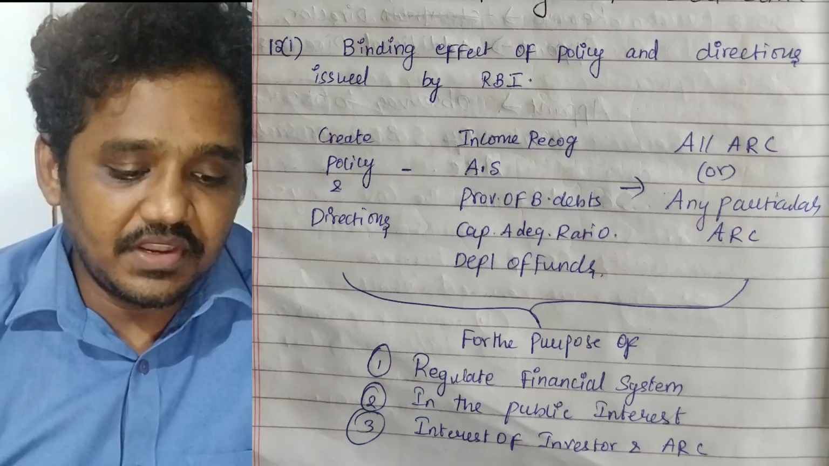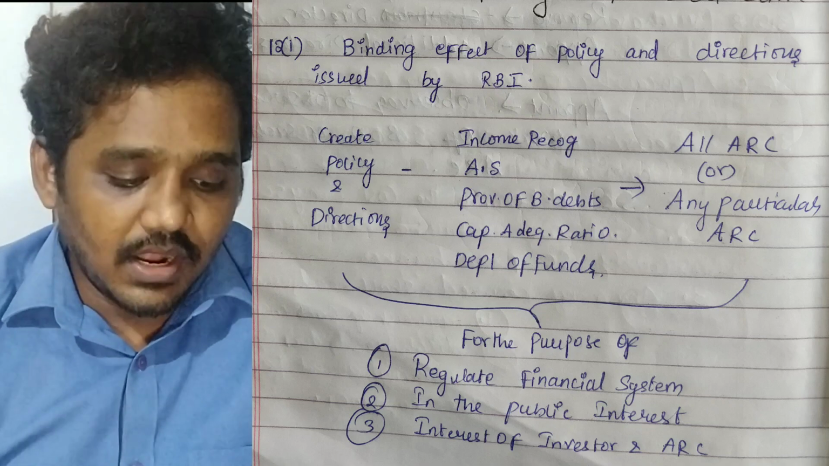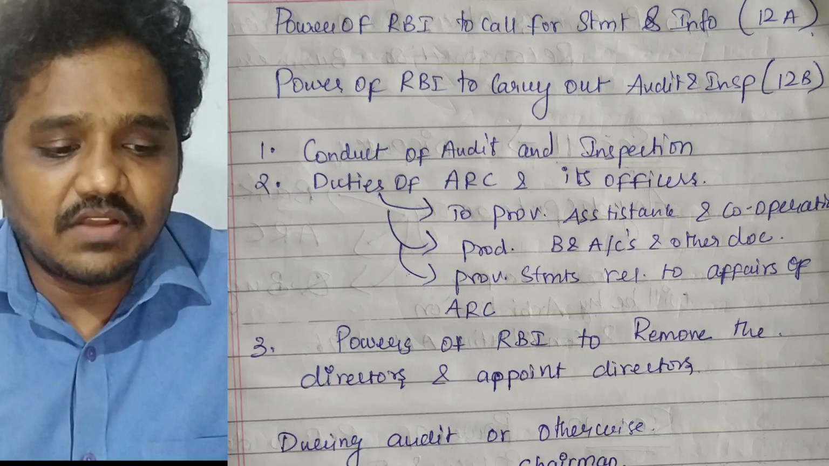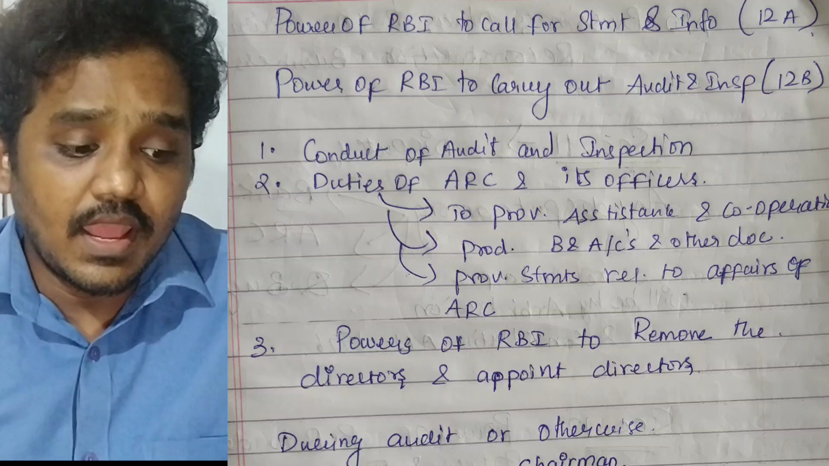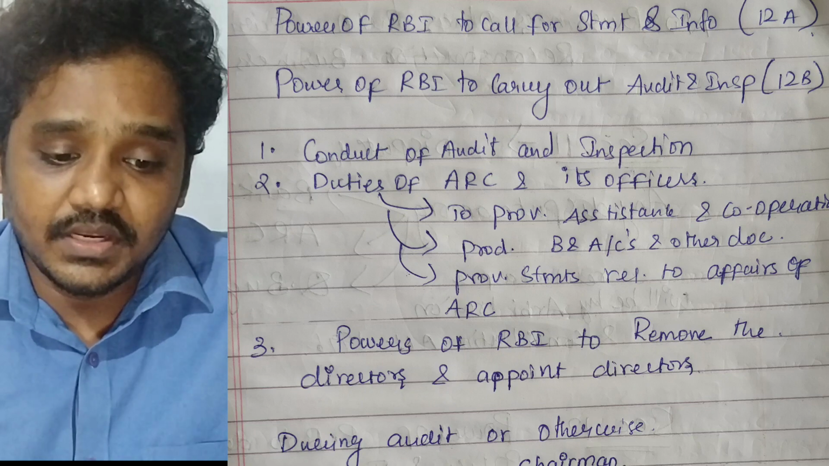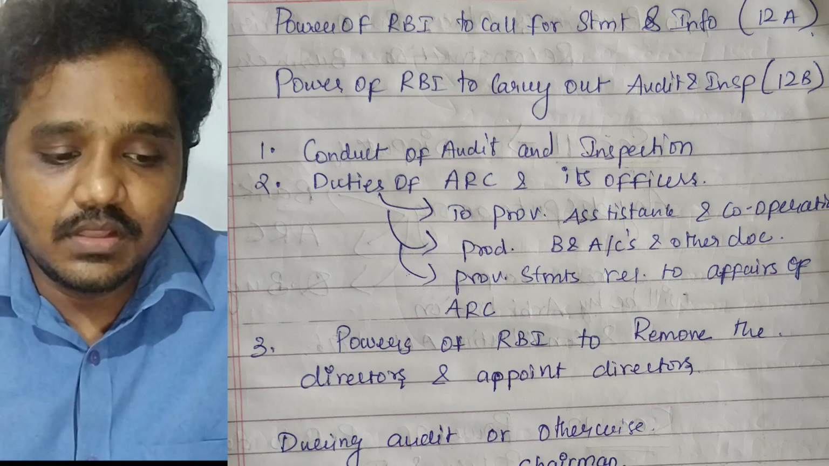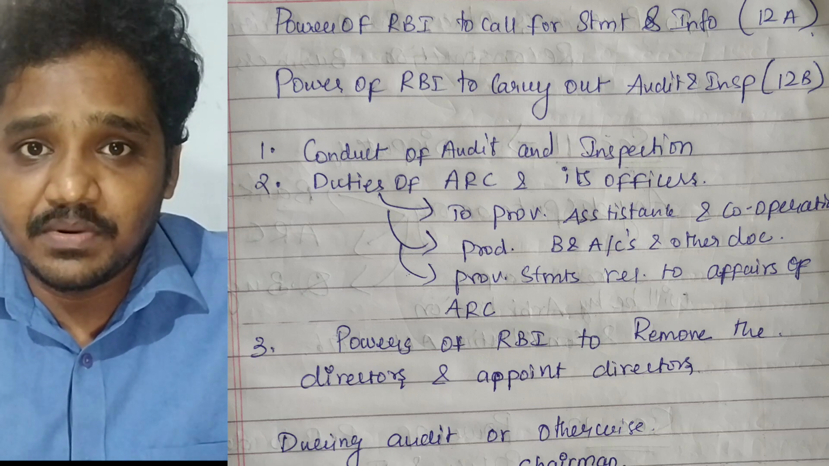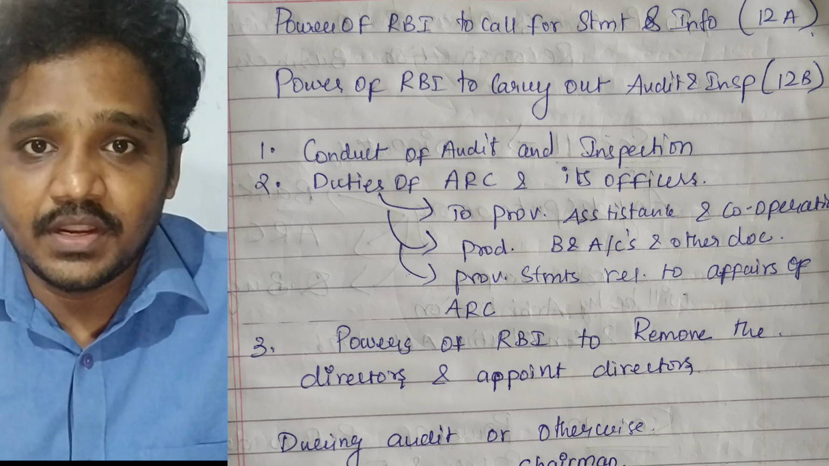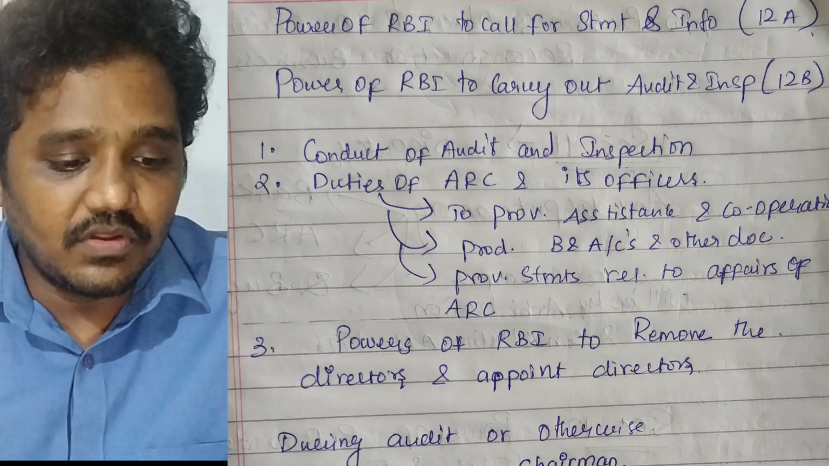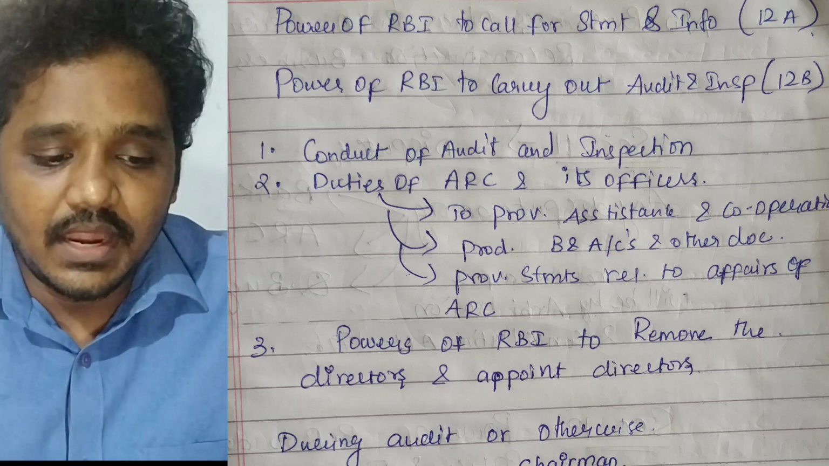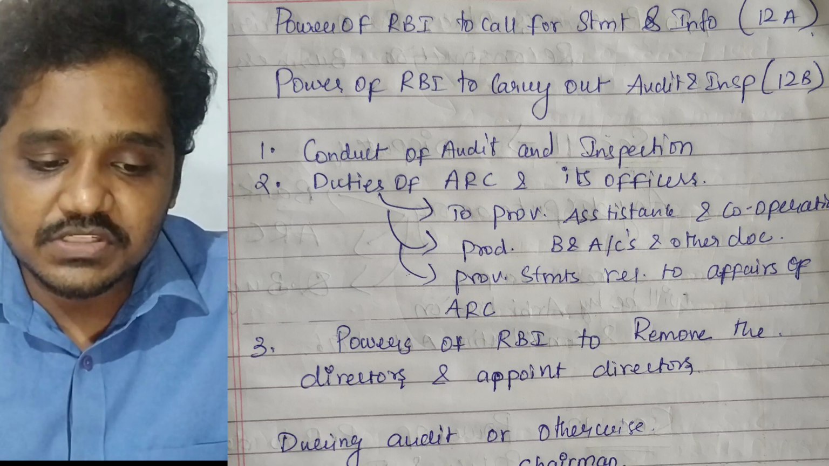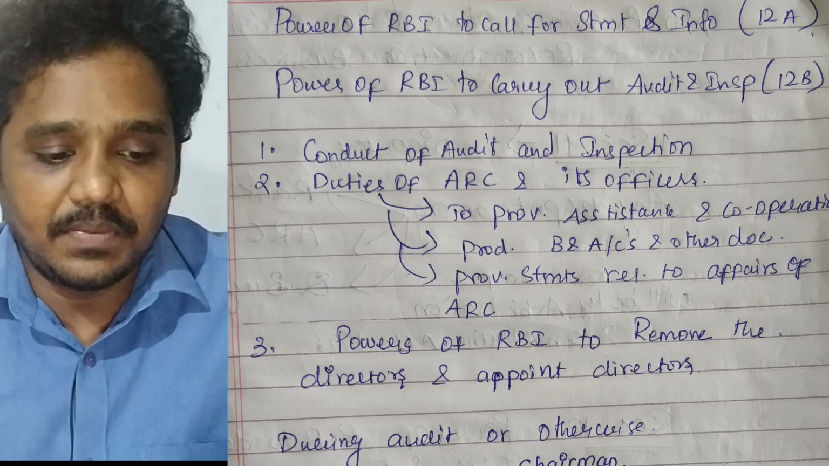Okay, for what purpose are they doing it? Only for the purpose of regulating the financial system in the public interest, and also in the interest of investors and asset reconstruction companies. Powers of RBI to call for statements and information: RBI will also carry out audit and inspection. While conducting the audit, all persons relating to asset reconstruction companies, like the employees and directors, everybody should cooperate and provide proper information, assistance and cooperation. Books, accounts and other documents need to be submitted, and they have to provide proper statements relating to the affairs of the company.